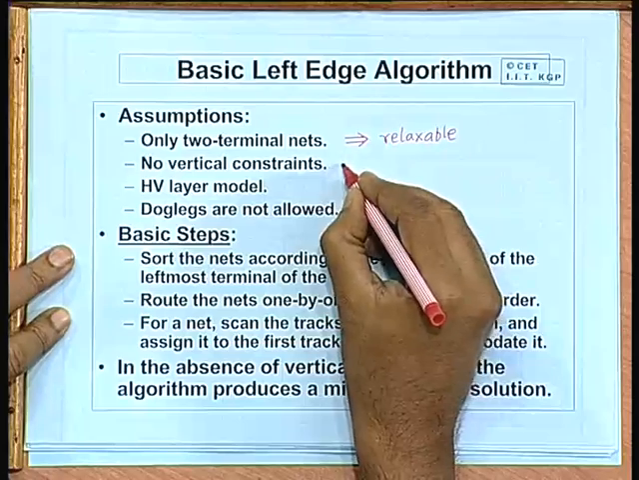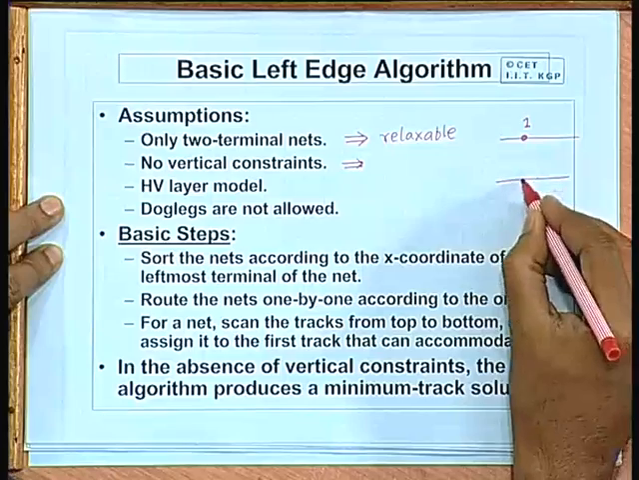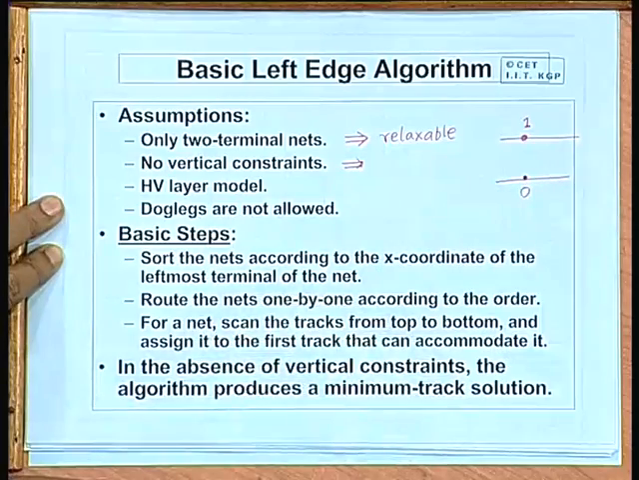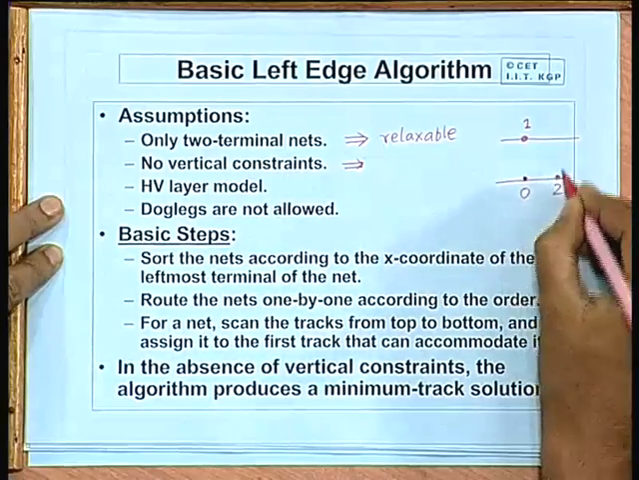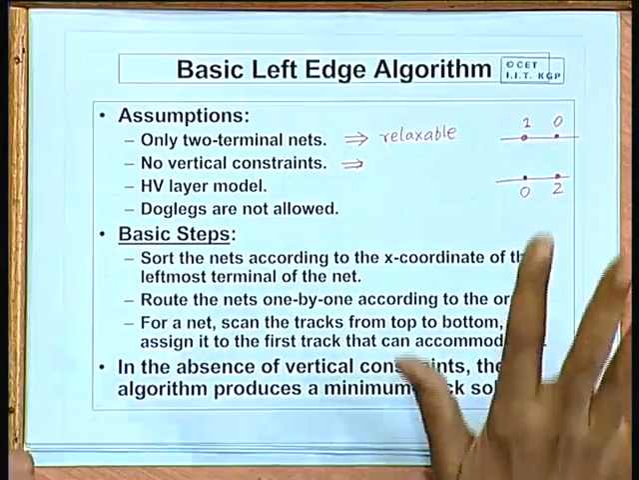Well, the basic version assumes that there are no vertical constraints, which means that a pin belonging to one net cannot be above a pin belonging to some other net. This means that if you have a signal pin labeled 1 here, the one below it must be labeled 0. Similarly, if you have a pin labeled 2 here, the one above that should be labeled 0. This is of course a very restrictive assumption. This is the basic version of the algorithm, but we will see later that we can just relax that also.